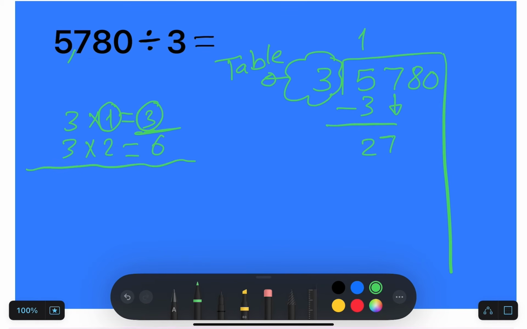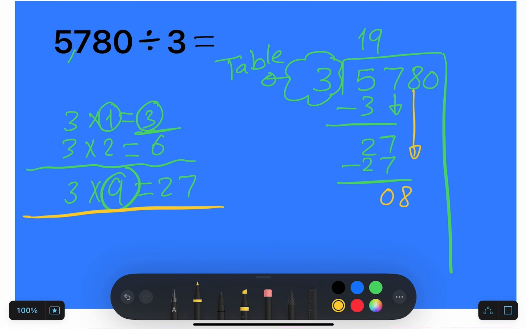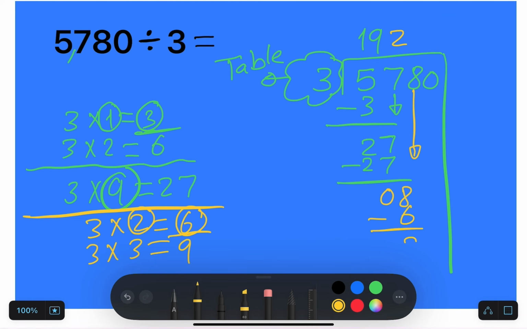Then search about 27 in table 3. We have 3 times 9 is 27. Then write 9 up, minus 27 down. Subtract. We have 0. Drop 8. Check 8 is greater than 3. Search about 8 in table 3. We have 3 times 2 is 6 and 3 times 3 is 9. 8 is between 6 and 9. Take the smallest. Write 2 up, minus 6 down. Subtract. And drop the last digit.